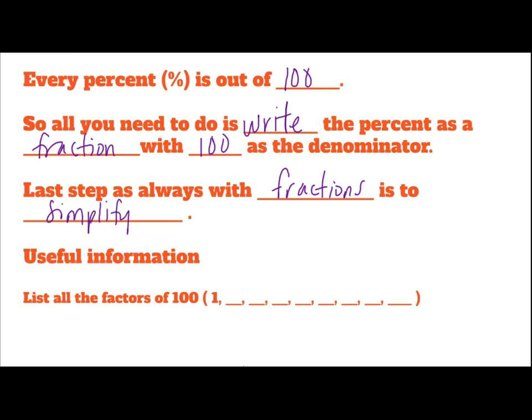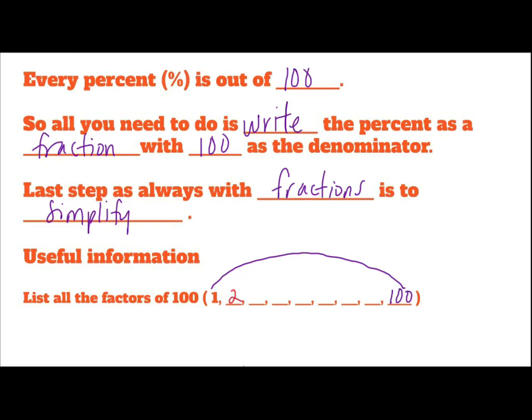But let's use some information here to help us. Let's talk about all of the factors of 100. So all of the things that we can multiply and get 100. I've got 1 already listed. What would I multiply 1 by to get 100? Well, that's simply going to be 100, right? 1 times 100 would be 100.